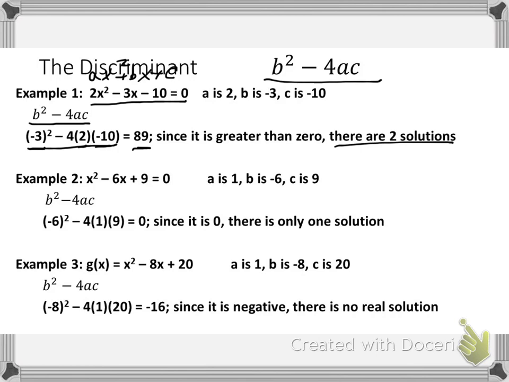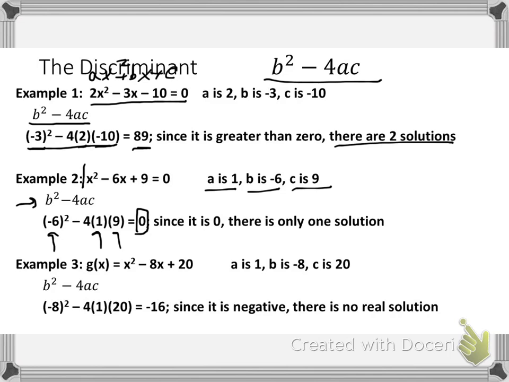Okay, example 2. X squared minus 6x plus 9 equals 0. So in this one, a is 1 because there's a 1 in front of x squared. B is negative 6. C is 9. Okay, again, we have b squared minus 4ac. And again, as you can see, everywhere I had to plug in for a variable, I put a parenthesis. All right, when I plug it into my calculator, I get 0. Since it is 0, there's only one solution. Okay, and you'll see that later when we actually use the quadratic formula.